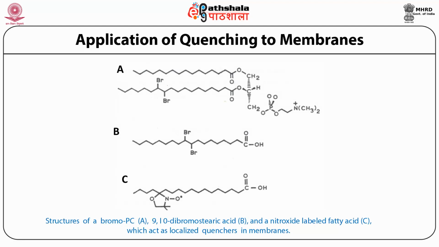This slide shows you quenching of membrane probes that have been used for localizing quenchers in the system. There are three different compounds which have been used: bromo-PC, that is dibromostearic acid, and nitroxide labeled fatty acid, and they all show bromine at different positions, which determines their efficiency as a quencher.